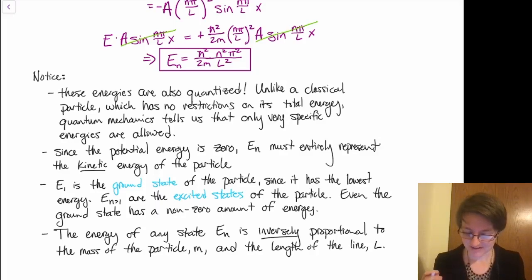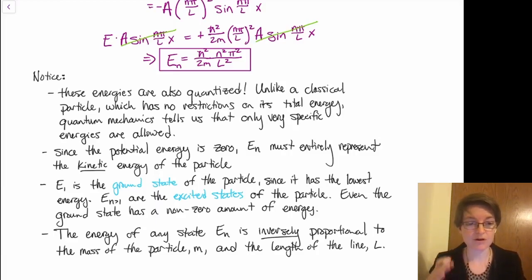And so notice that even the ground state has non-zero energy, but all of the excited states have energy that's larger than the ground state energy. And last but not least, I want you to notice a couple of parameters to this model, if you like. M, the mass of the particle, and L, the length of the box, are two different things that could change about the particle if we either make the box bigger or smaller, or if we substitute in a heavier or a lighter particle. And the energy of these states, E sub n, is inversely proportional to both of those quantities.